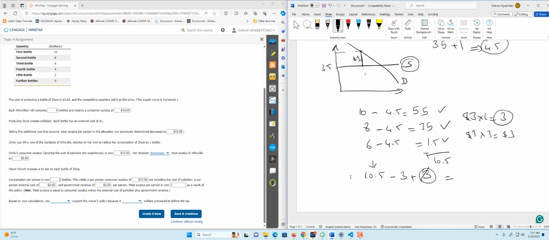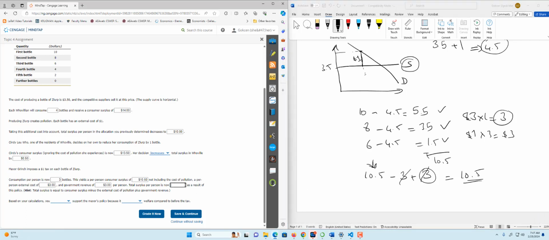Therefore, total surplus turns out to be 10.5. I hope you understand this part. So this is the consumer surplus, minus they need to pay $3 for the bottles' external costs. And there is government surplus too, because they have tax revenue. So that's a total of 10.5. So 10.5 is the total surplus as a result of this policy.